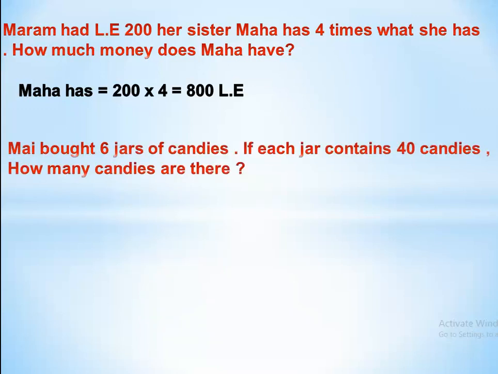May bought 6 jars of candies. If each jar contains 40 candies, how many candies are there? Okay, let's see. She has 6 jars. Each one has 40, so it will be 6 times 40. Cross the zero out. Then 6 times 4 equals 24. It will be 240 candies.